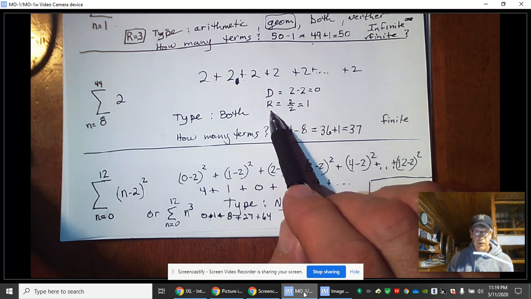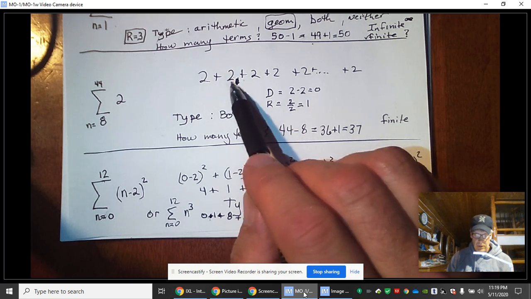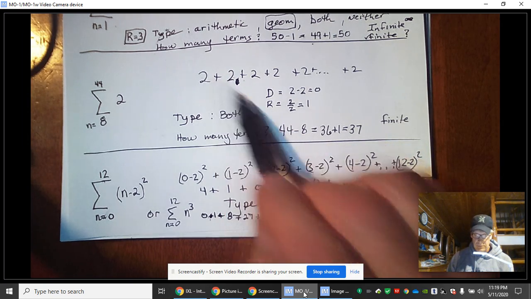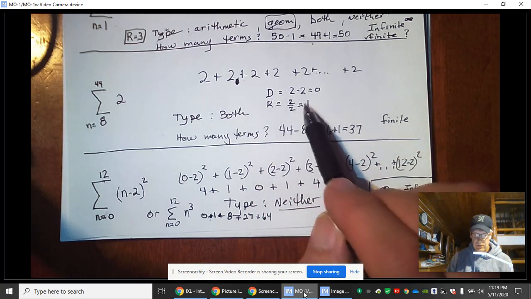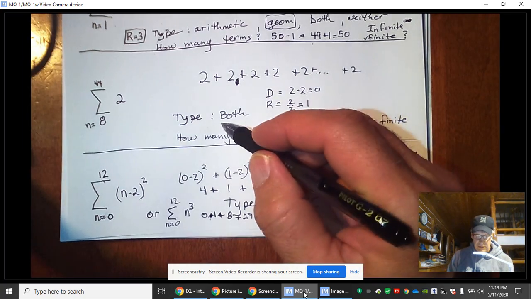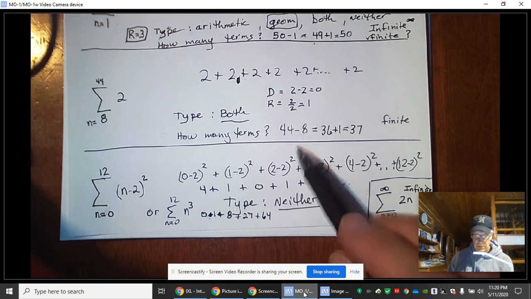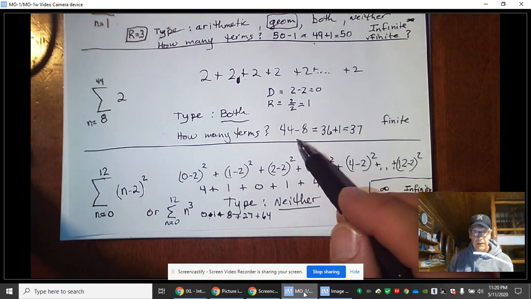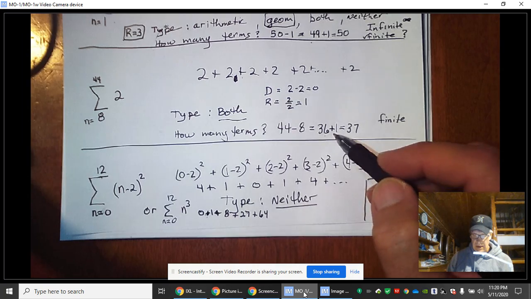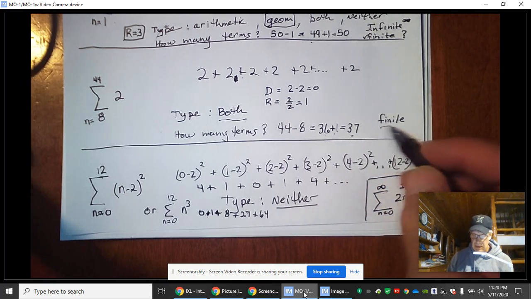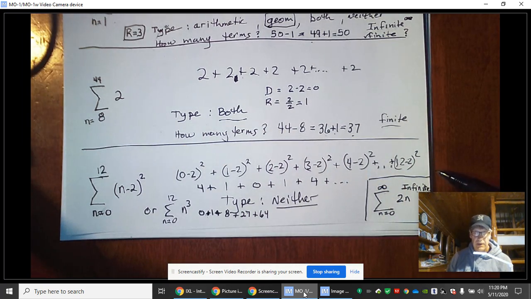Let's check for a common ratio here. What's 2 divided by 2? Well, that's 1. 2 divided by 2 is 1. So what type is this? It's actually both arithmetic and geometric. How many terms are there? Take 44 minus 8. That's 36. Add 1, I'm going to have 37. And it stops at 44, so it's finite.